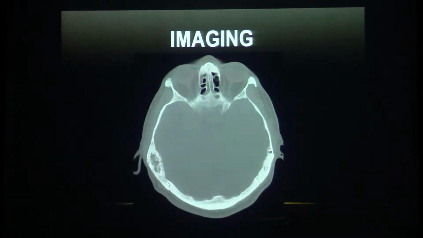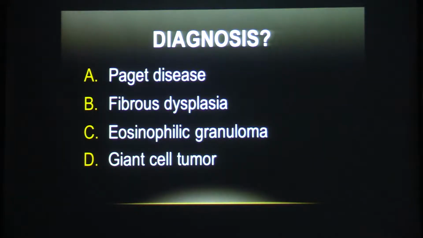So, what would be the diagnosis? Is it Paget disease, fibrous dysplasia, eosinophilic granuloma, or giant cell tumor? Okay, so the correct answer is fibrous dysplasia, and we will talk about this entity for a bit.